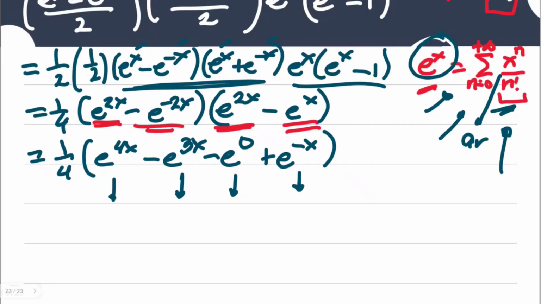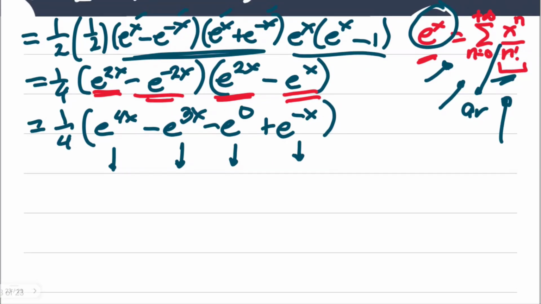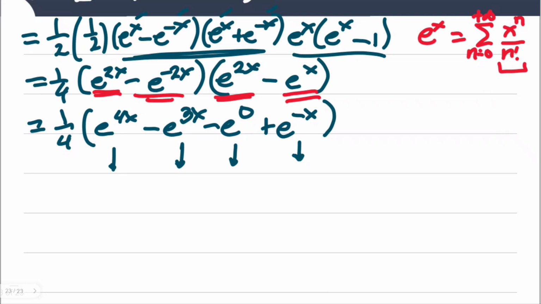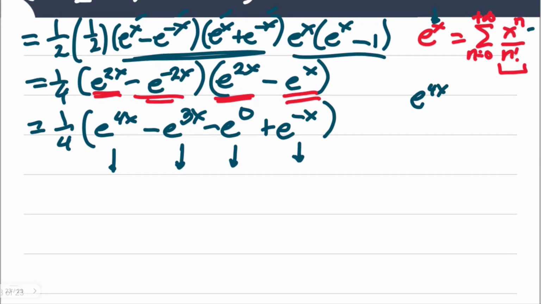Now here comes the technique. Since our e to the power of x here at the top, I'm going to erase some scribbles here, e to the power of x at the top will equal the power series intended for this. If we're going to change this x into 4x, into 3x, into 0, into negative x, we're going to change this x here in the power series into these equivalent forms as well.